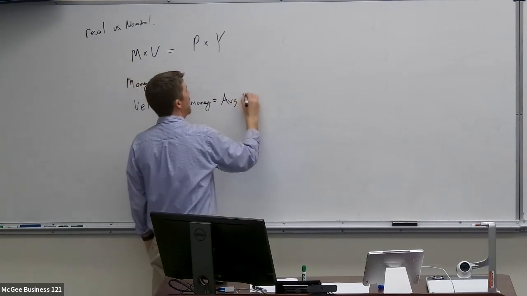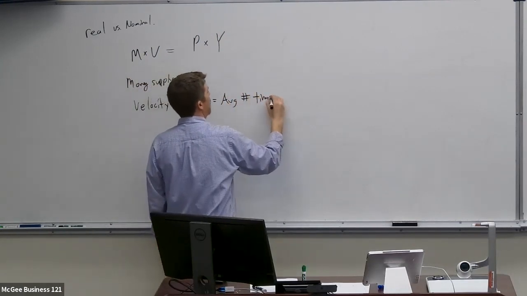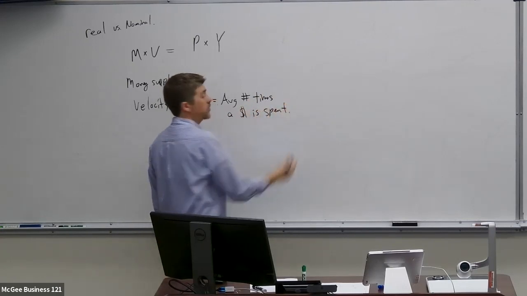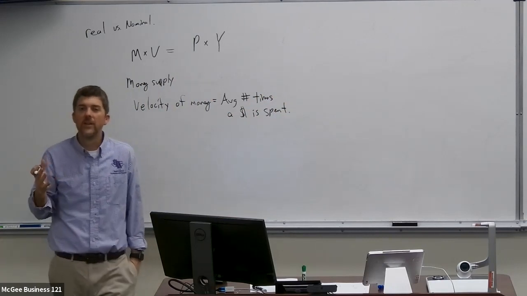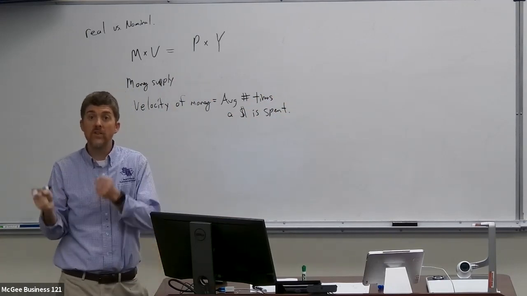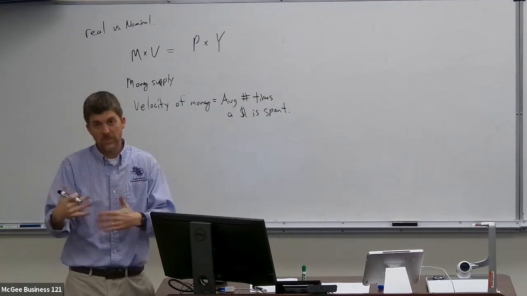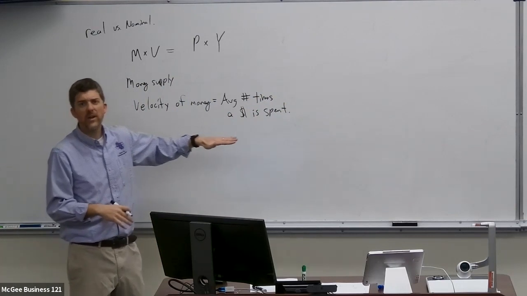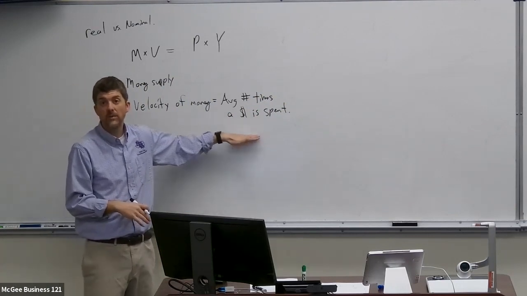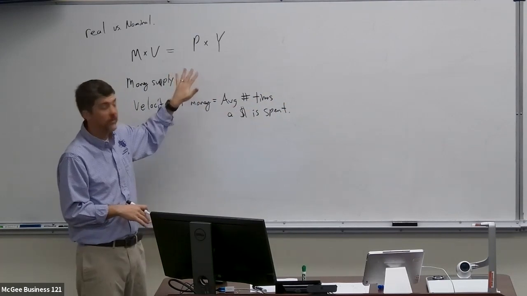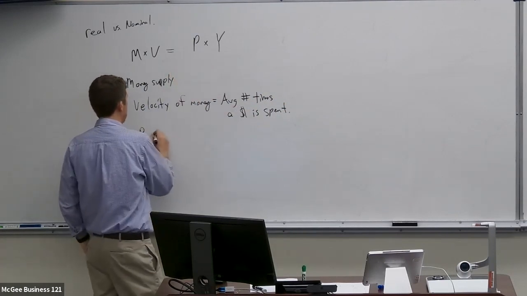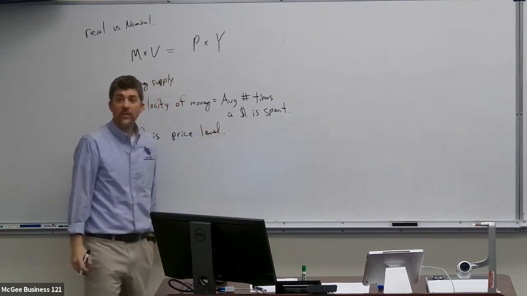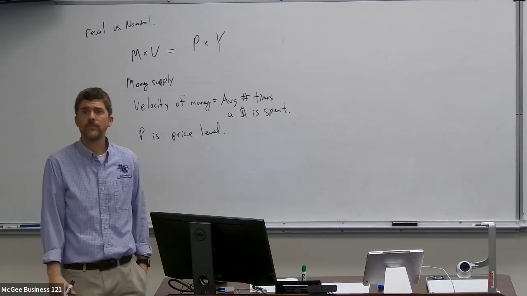This is the average number of times a dollar is spent. So it tracks the average number of times a dollar bill is spent in a year. How many times has that one specific dollar bill been spent to buy things in a year? Now we don't actually track individual dollars, we just estimate the total number of times. It's done using this equation. P is the price level. Price level is things like the GDP deflator or the CPI number.